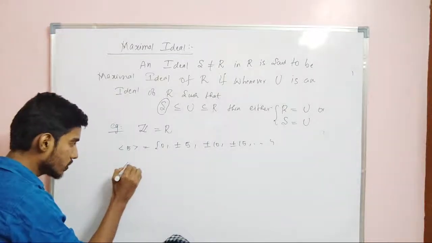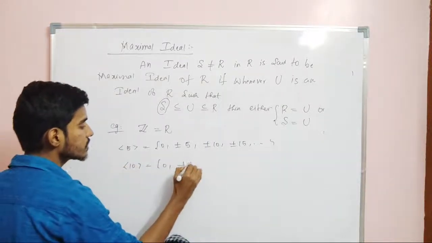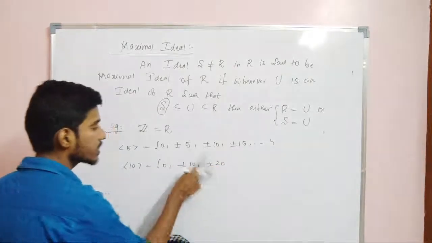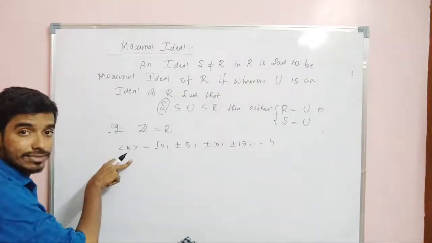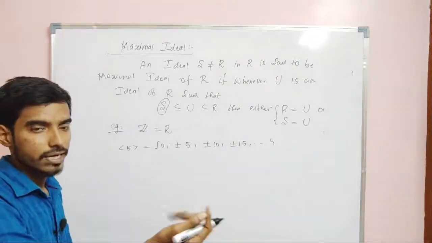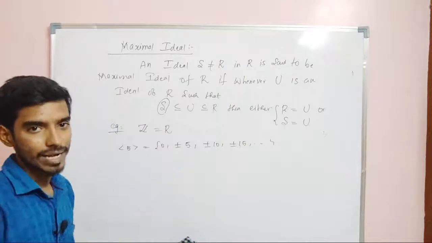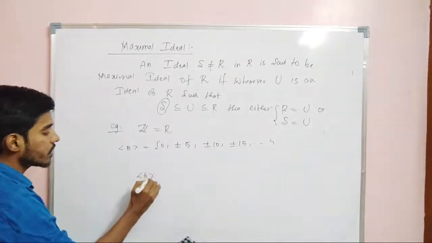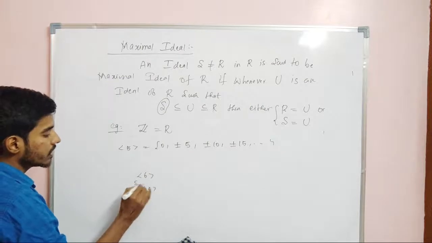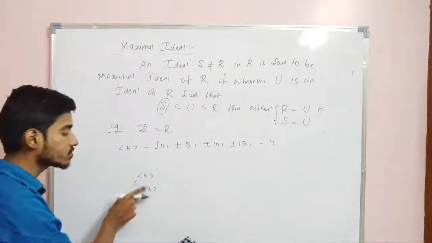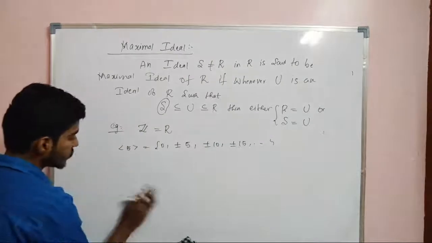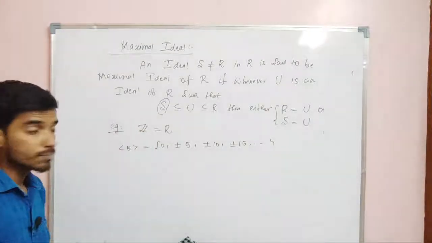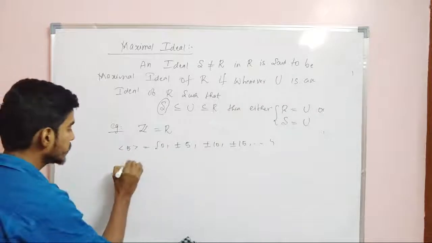For example, if you think of 10, then this ideal contains 0, plus or minus 10, plus or minus 20 and so on. This does not contain 5 or 15. So there is no proper ideal which properly contains this ideal. Suppose there is some other ideal which properly contains that, it will not be a maximal ideal. In the previous example, the ideal generated by 6 is properly contained in the ideal generated by 3. But here there is no ideal in Z which properly contains 5. So therefore it is a maximal ideal.